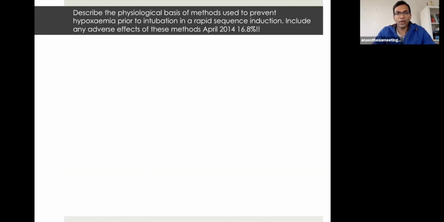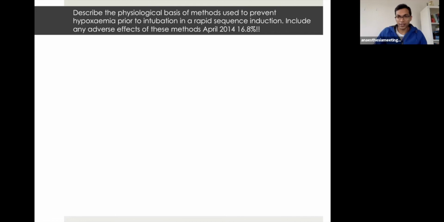Does someone want to have a go at this one? Describe the physiological basis of methods used to prevent hypoxemia prior to intubation in rapid sequence induction. So the way that I structured this one, do you want me to go through the broad titles and then go into them? Yeah, that's definitely good. That's how I would imagine I'd write down the answers in the exam.